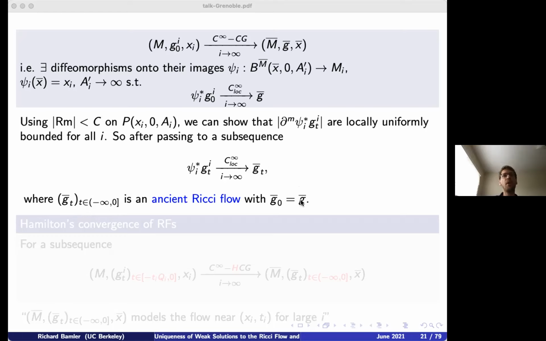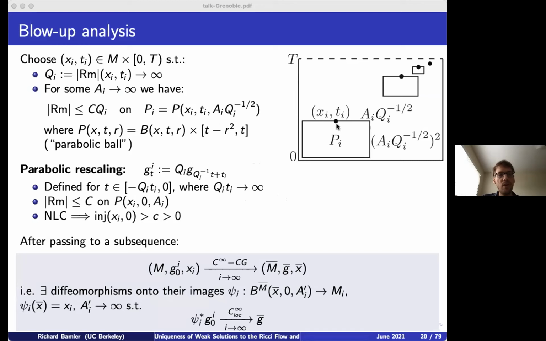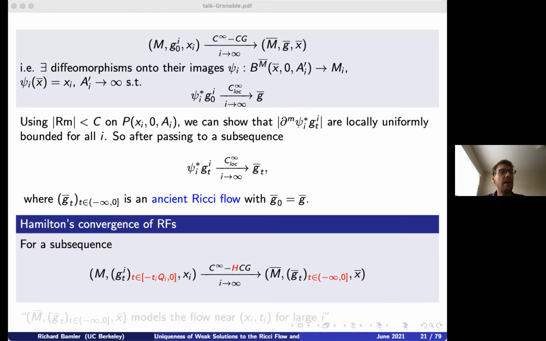Let's just recap what we did. We've taken a single Ricci flow. We turned it into a sequence of Ricci flows defined on backwards time intervals by some parabolic rescaling, and we've taken these Ricci flows to a limit. This kind of limiting process was developed by Hamilton, so I'll denote this by C infinity Hamilton Cheeger-Gromov convergence.